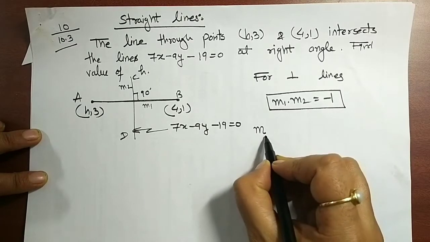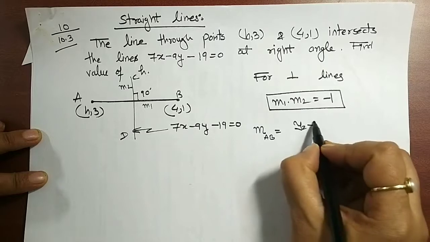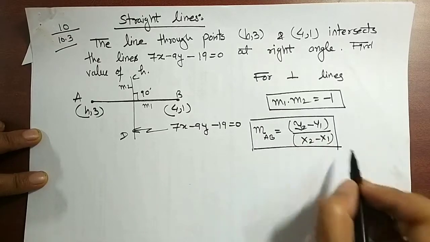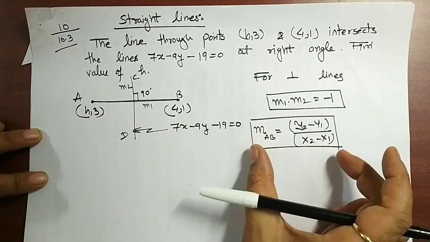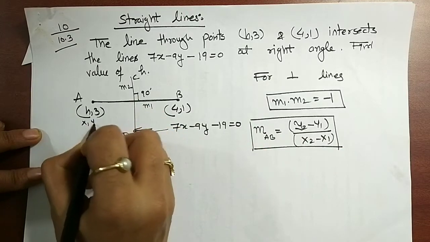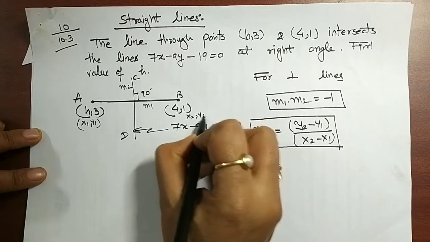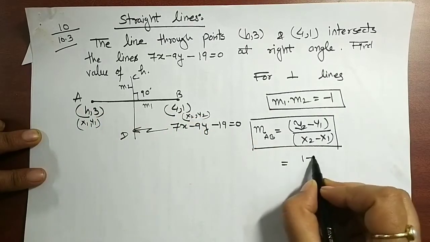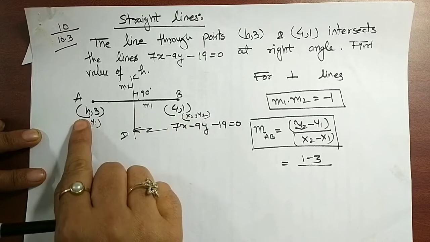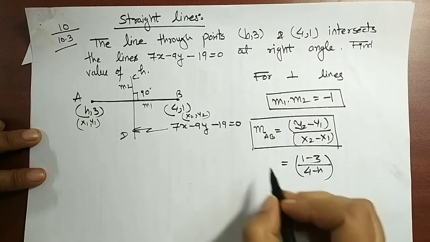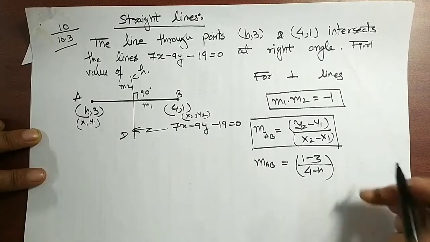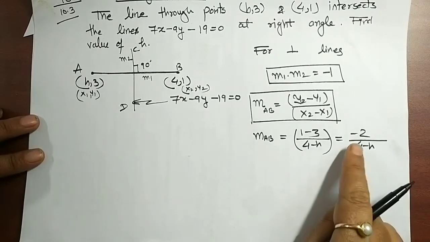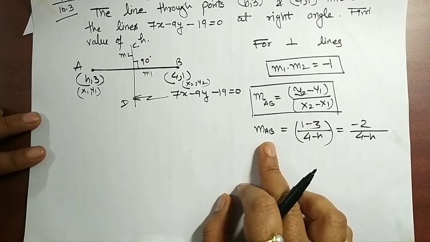I can say MAB. So MAB is (y2 minus y1) by (x2 minus x1), given by this if 2 points are provided. See here, 2 points are provided, then slope is given by this, where this is x1, y1 and this is x2, y2. So let me put the values. y2 minus y1 is 1 minus 3, x2 minus x1 is 4 minus h. This is my first slope, or I can write minus 2 by 4 minus h. Understood? Because 1 minus 3 is minus 2. This is MAB of this line.